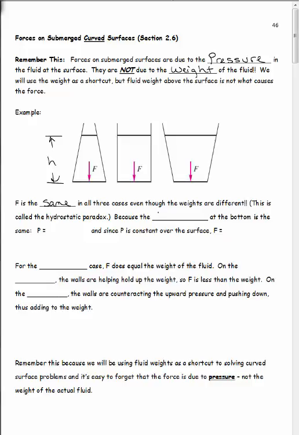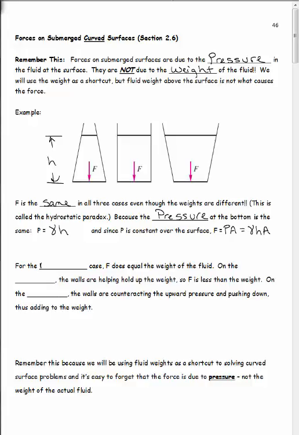And this is because the pressure at the bottom is the same, and pressure is rho g h, or gamma h. Since P is constant over the surface, because you're not changing the depth over this surface, you can just say force equals pressure times area, because pressure is equal to force divided by area. In this case, it's gamma h A, all the same in all three cases. Okay, so let's think about these three.